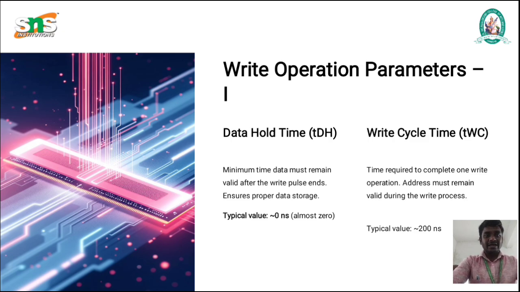Then write cycle time, simply TWC. It means the time required to complete one write operation. That is one cycle. The address must remain valid during the write process. The address is one of the main key parameters. The typical value is around 200 nanoseconds only.